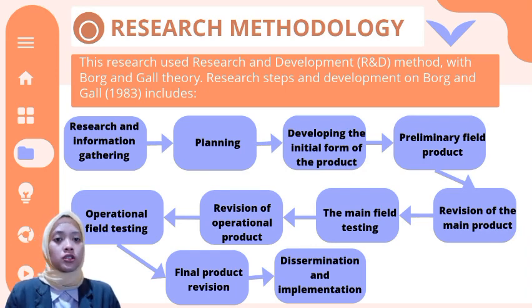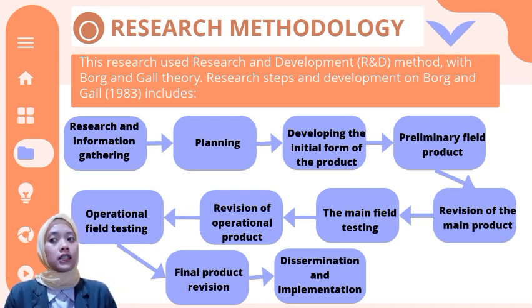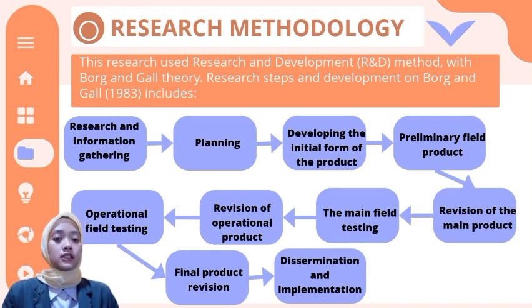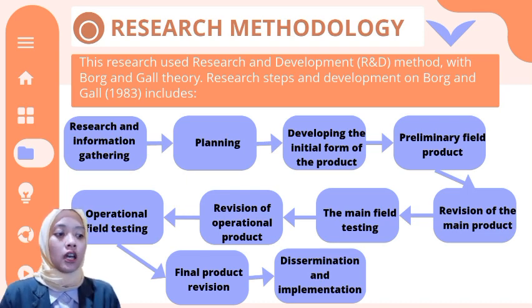This research used research and development with Borg and Gall theory. That is 10 steps of research and development by Borg and Gall, 1983. First, research and information gathering. These steps include literature study, need measurements, small-scale research, and preparation of the research framework.